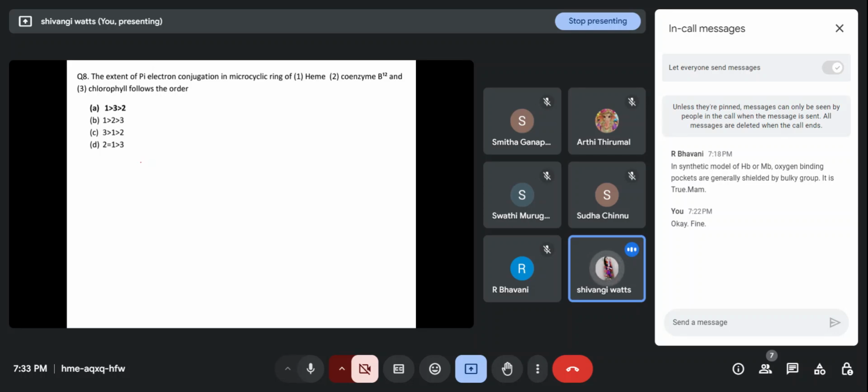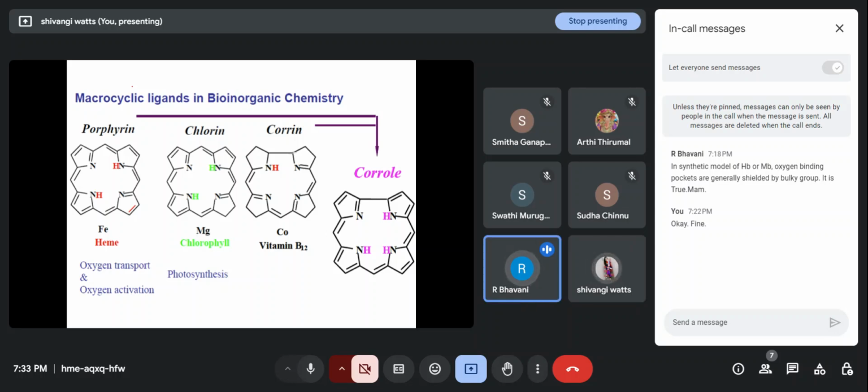The extent of pi electron conjugation in the macrocyclic ring of heme, coenzyme B12 and chlorophyll follows the order. You have to tell me the extent of pi electron conjugation in the macrocyclic ring. Heme is first, the second one chlorophyll, the third one coenzyme B12. Very good. So option A is the right option.